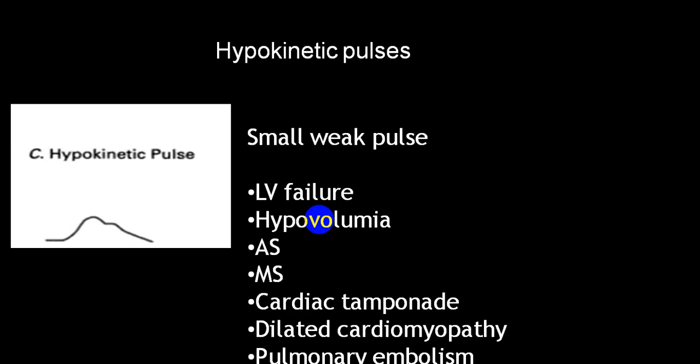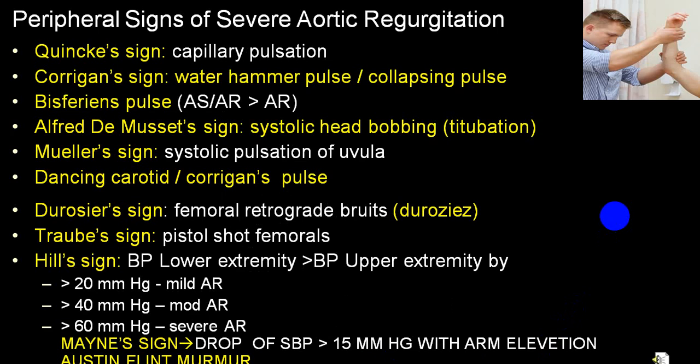There is something called a hypokinetic pulse or a low volume pulse. Very characteristic in a case of acute left ventricular failure, hypovolemic shock, tight aortic stenosis, tight mitral stenosis, this will be the common. Also cardiac output will be markedly reduced in case of a cardiac tamponade, dilated cardiomyopathy, massive pulmonary embolism. Also you can have a low volume pulse or hypokinetic pulse.